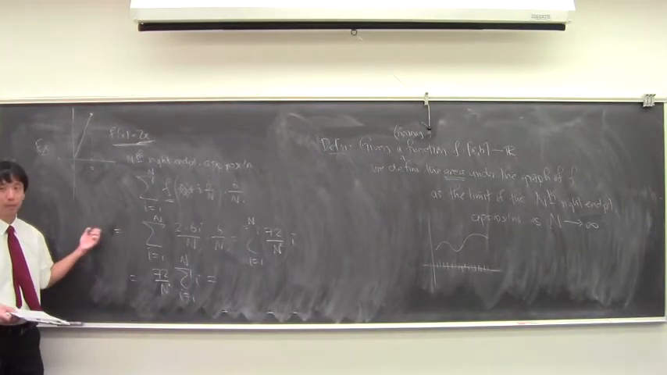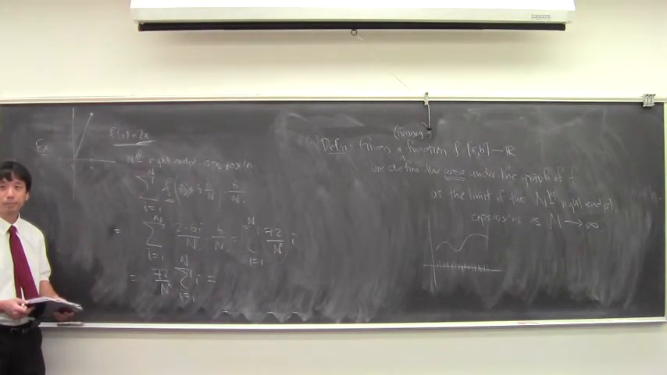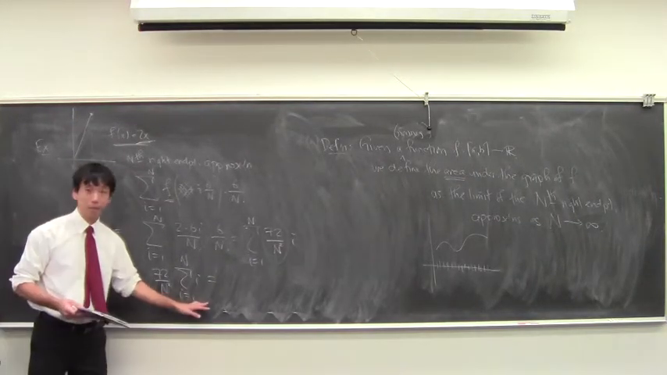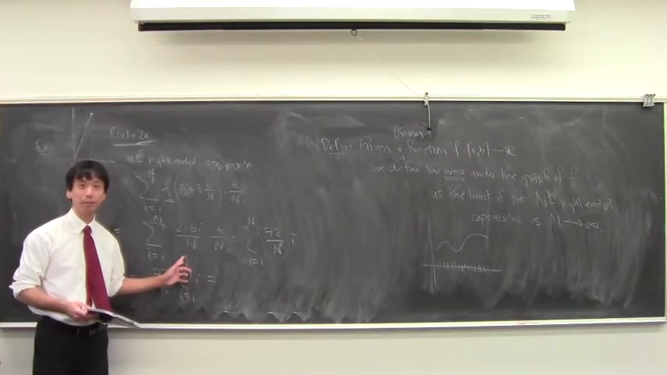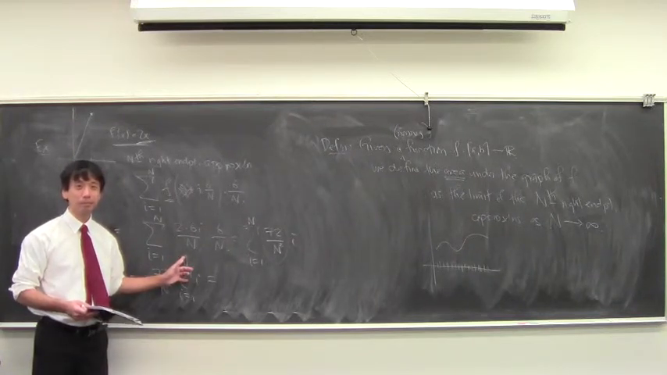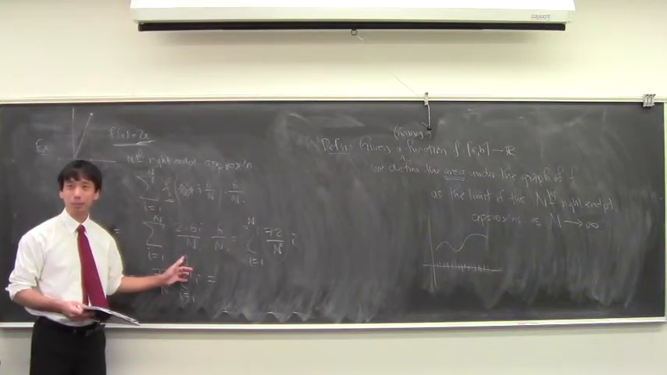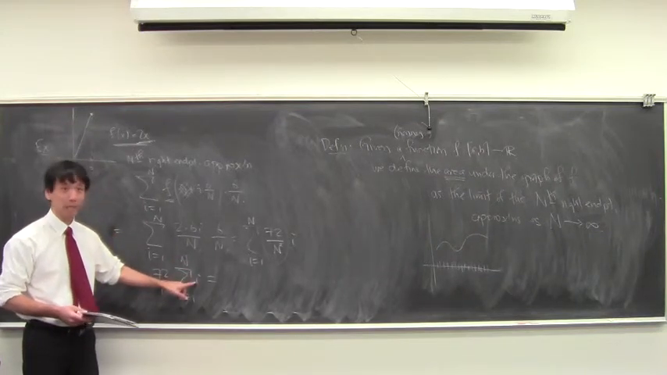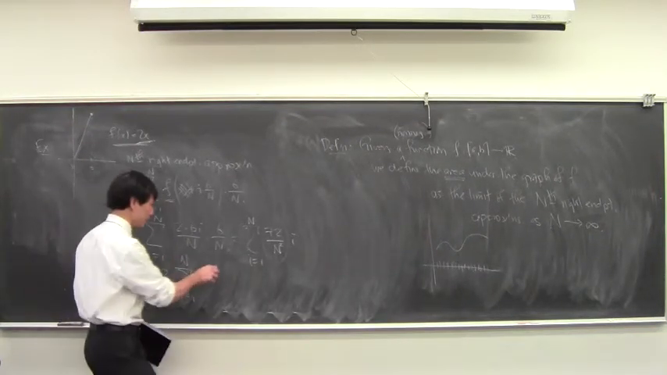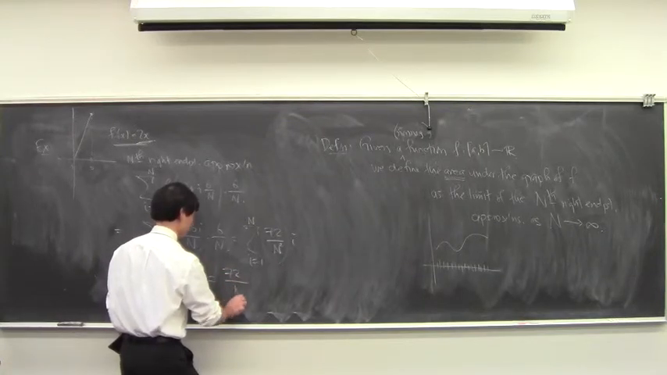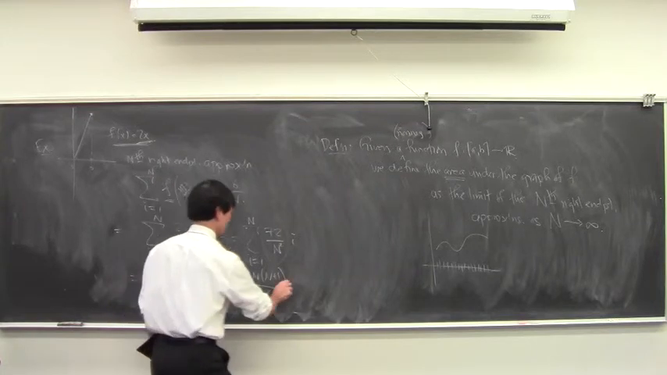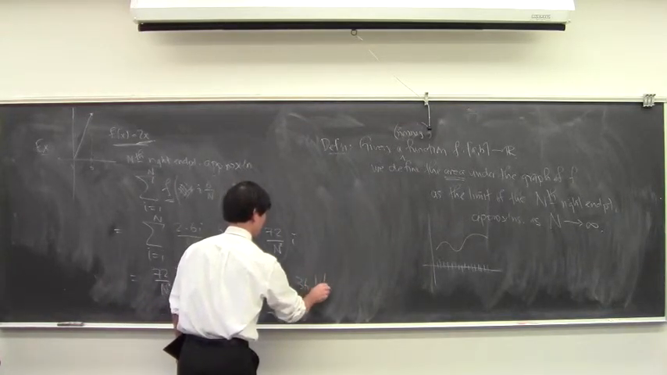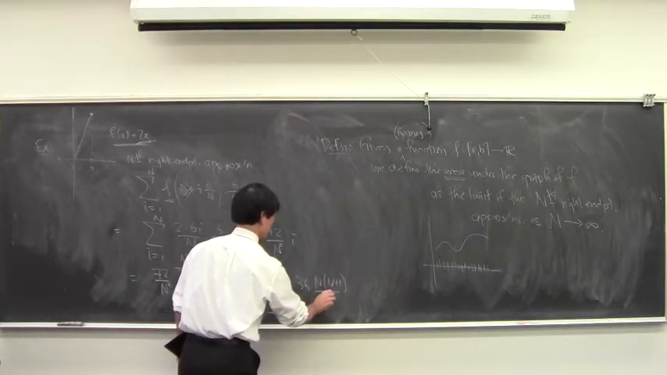Remember, I can pull the constants out. What am I going to do next? I've got the sum of i from i equals 1 to n. I'm going to use the formula, n(n + 1)/2. So this gives me 72 over n squared times n(n + 1) over 2. In other words, 36 times (n + 1) over n.